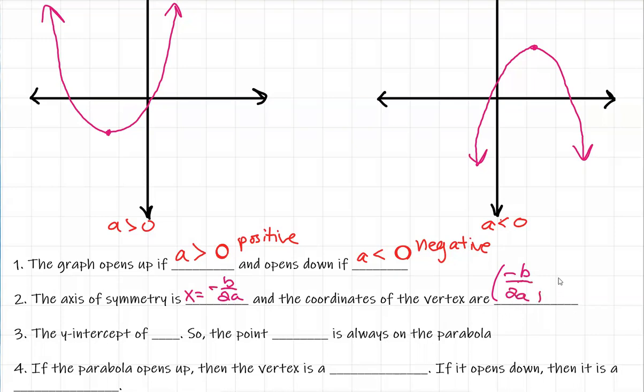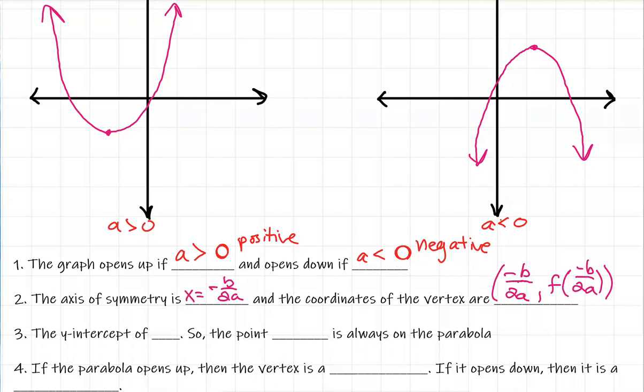Well, I get that by plugging negative b over 2a, the x value, into my function. Okay, that notation's a little weird, but that just means take the x value and plug it into our function. Okay, we'll see what that means in a little bit. So bear with me if you're kind of looking at this like, what is this?